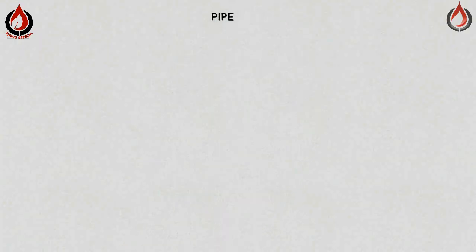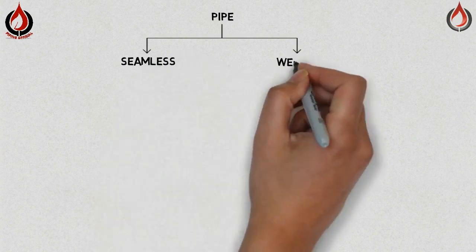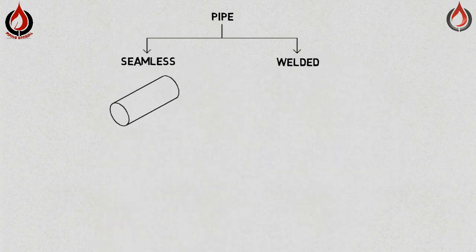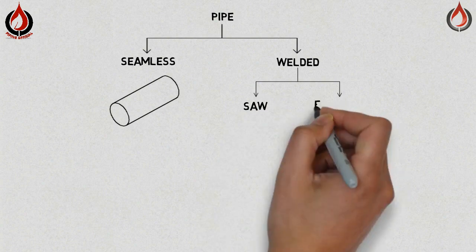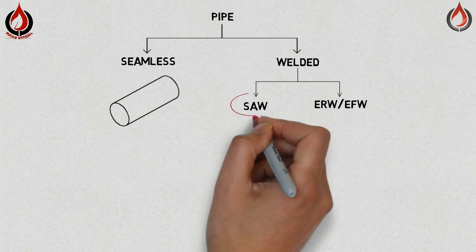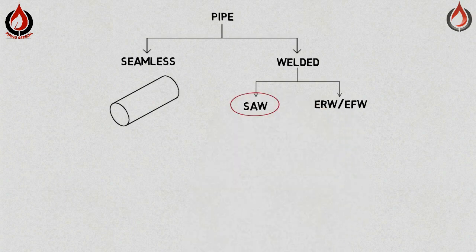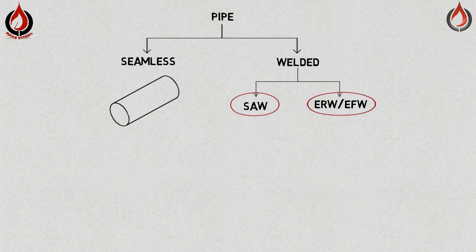Pipes are classified into two types. One is seamless and the other one is welded. Pipe fabricated without a welded seam is called seamless pipe. There are three types of welded pipes: SAW, ERW and EFW. SAW is submerged arc welding process, ERW is electric resistance welded, EFW is electric fusion welded.